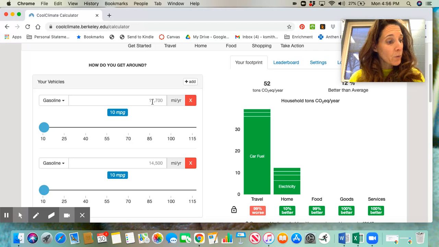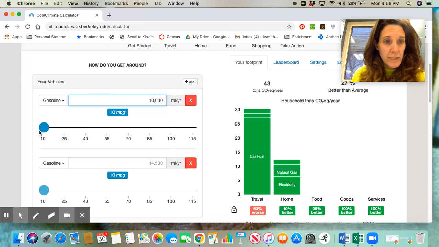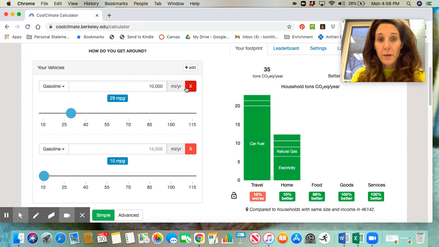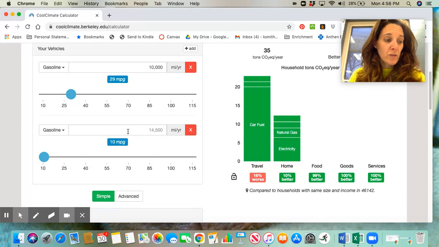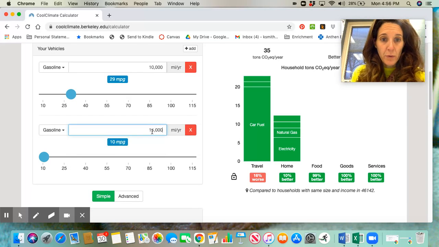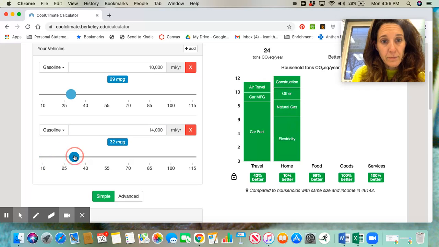So car number 1 was a 2013 Chevrolet Malibu. That goes 10,000 miles per year, and it has 29 miles to the gallon. Okay. So again, 29 miles to the gallon, 10,000 miles per year. Car number 2 is a 2012 Hyundai Accent. It goes 14,000 miles per year, and it has 32 miles to the gallon.